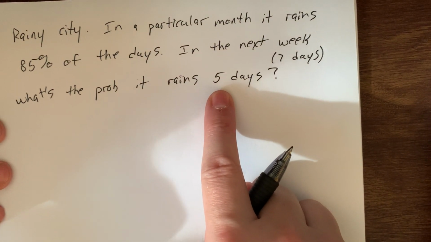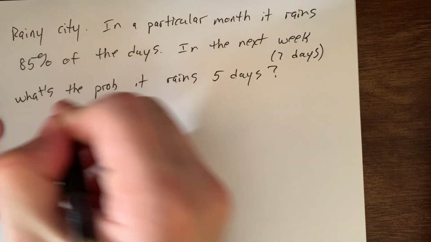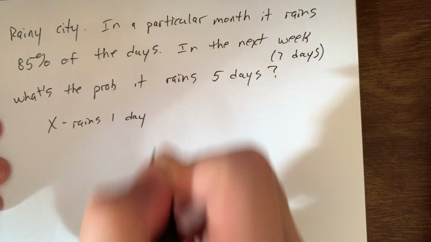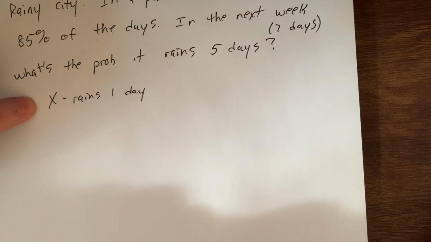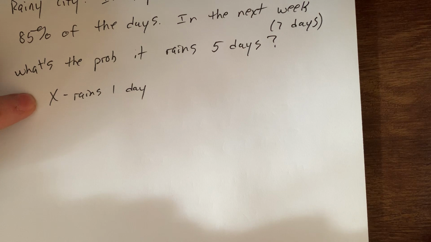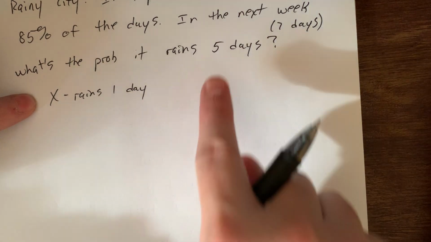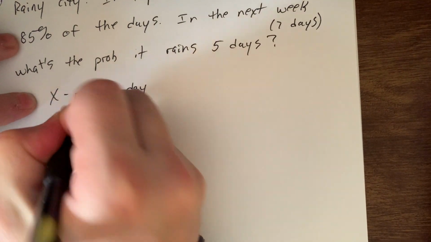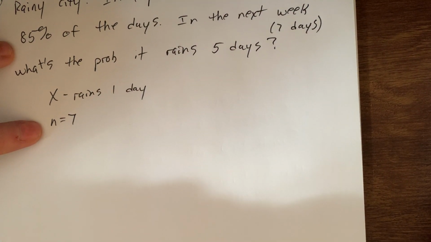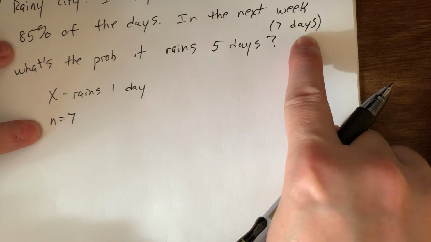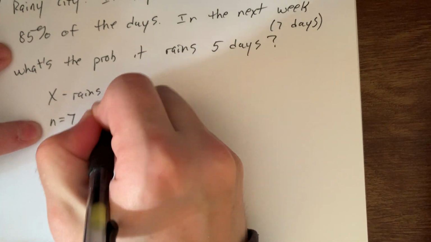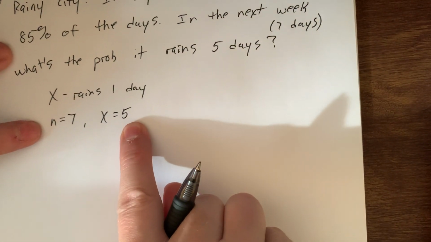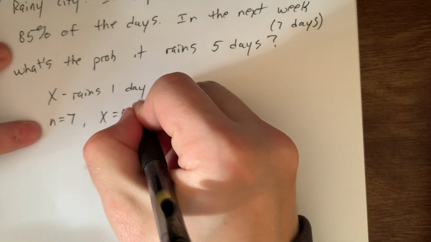Okay, well, what's our situation? Well, the rainy city, we're talking about it raining 5 days. Let's declare our success that it rains 1 day. With that definition, how many experiments are we running? We want it to rain 5 days in the next week, over the next 7 days. N would be 7. That's how many trials, how many experiments we're running. How many successes? I want it to rain exactly 5 days. X would be 5.